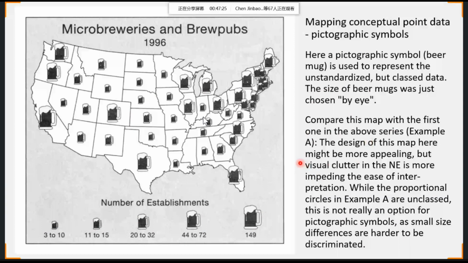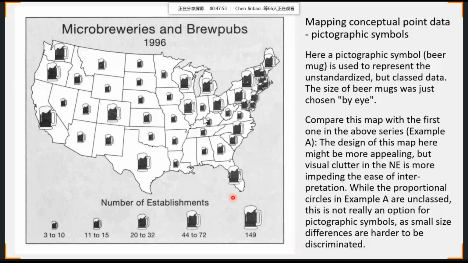The design of this map here might be more appealing, but the visual clutter in the northeast here, this area, this visual clutter, is more impeding the ease of interpretation, while the proportional circles in example A are unclassed. This is not really an option for pictographic symbols, as small size differences are harder to be discriminated. I just talked about that.